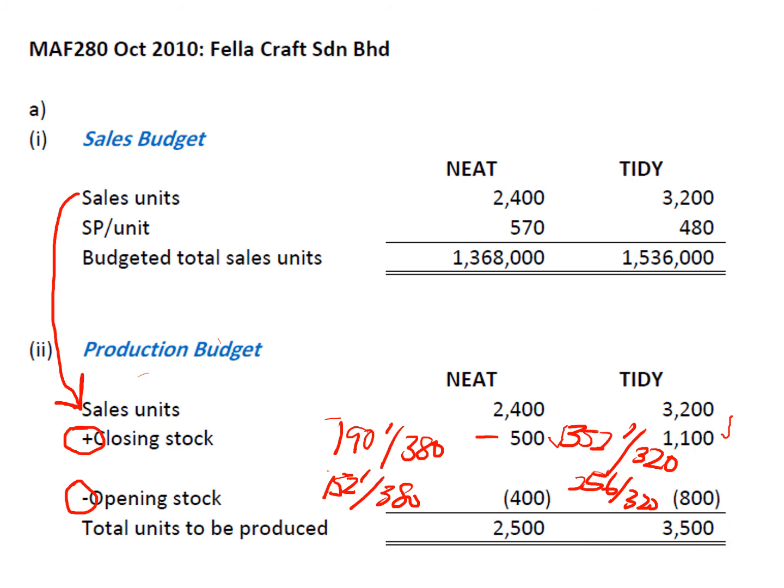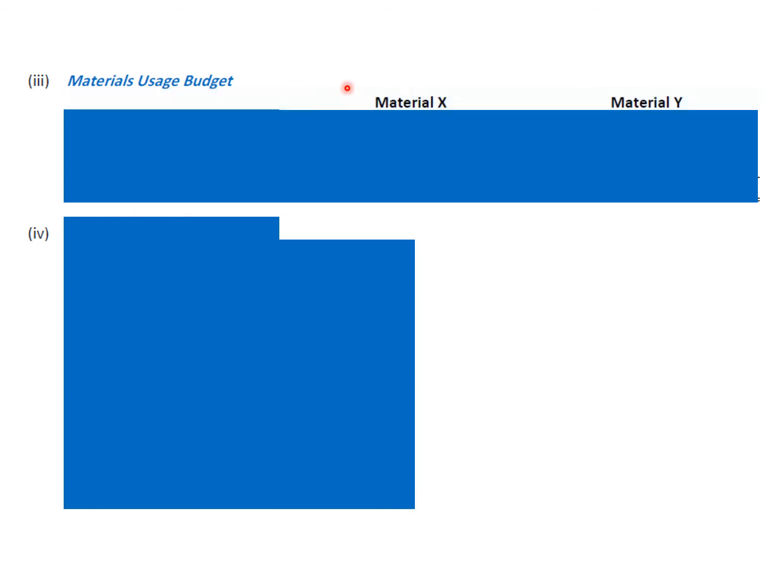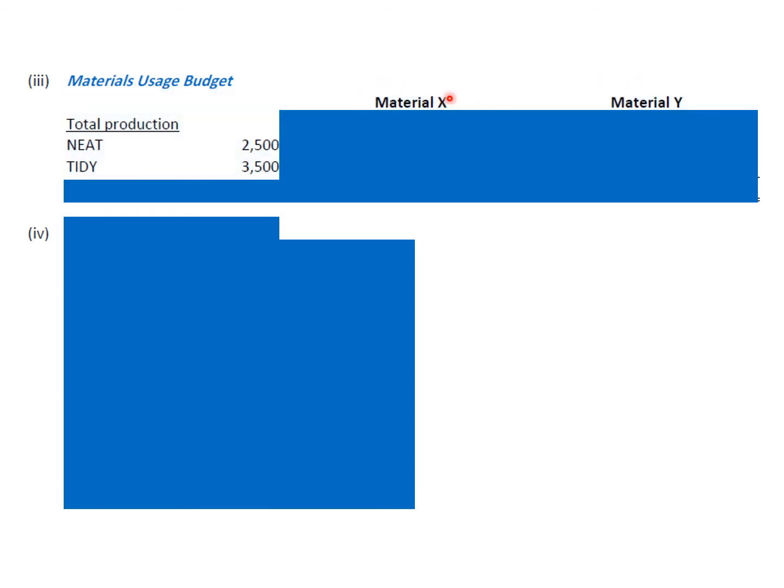Okay. Right, once you tahu banyak mana you nak produce, you nak tahu juga banyak mana material yang digunakan untuk buat barang tersebut. Okay, untuk the production, untuk meet the production. So, kita akan buat material usage budget. Untuk material usage akan go by material X and Y. So, kita akan masukkan the total production yang kita dah ambil daripada the previous budget, which is the production budget.